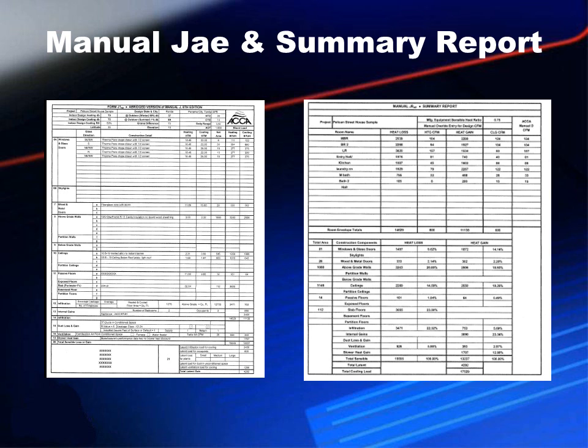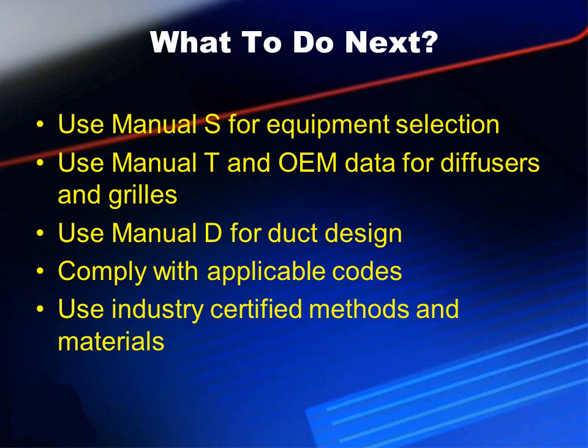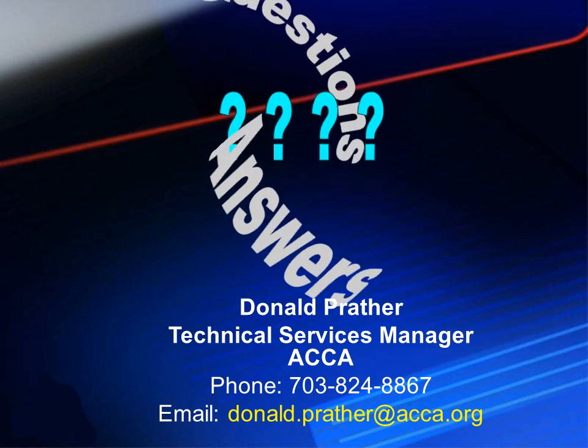These two sheets can then be turned in, and you have what you need to get a permit in most areas of the country. The only question remaining now is, what do you do next? Well, you use Manual S for the equipment selection, you use Manual T and OEM data for diffusers and grilles, and you use Manual D for the duct design. You comply with all applicable codes, and you use industry certified methods and materials. Then everything will work perfectly, your customers won't complain, and you'll be a happy camper.